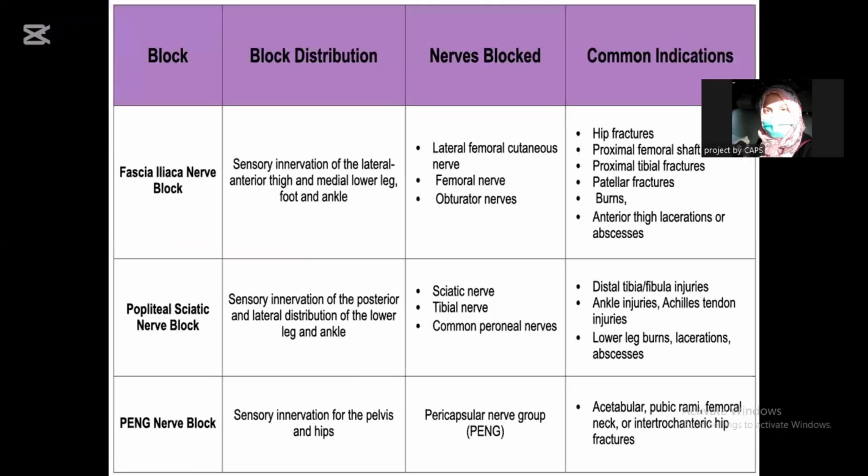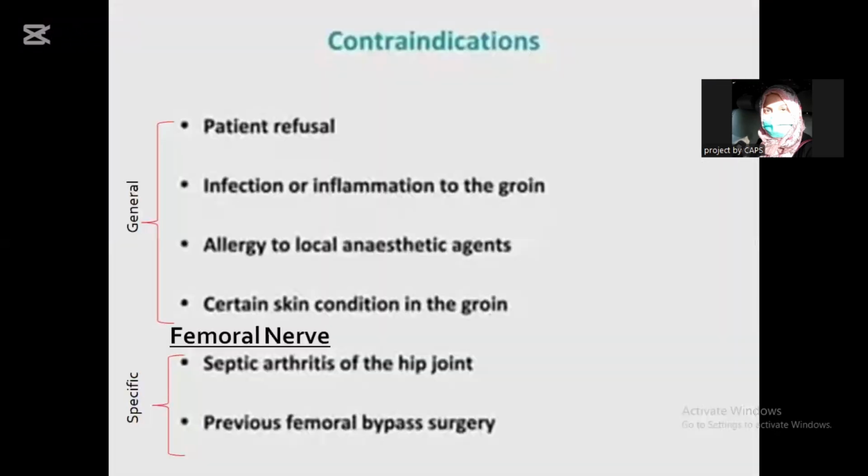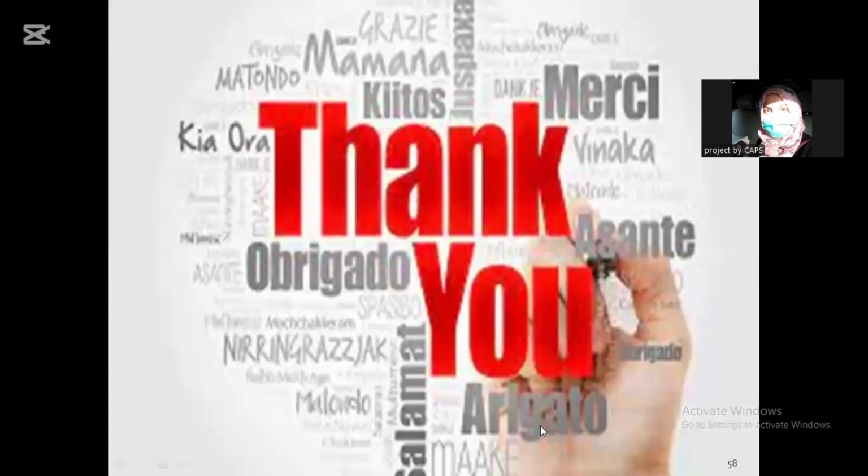These are some indications of the blocks. These are contraindications. These are just general contraindications: patient refusal, infection, inflammation over the area, allergy to the drug, certain skin conditions. Femoral nerve block has some specific contraindications, like septic arthritis of the hip joint or previous femoral bypass surgery. So that's all. Thank you so much.